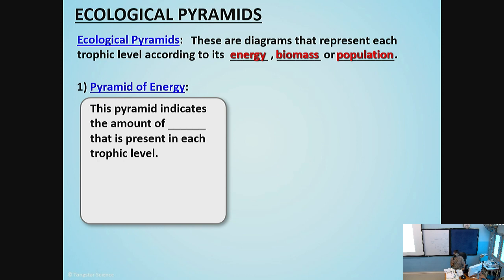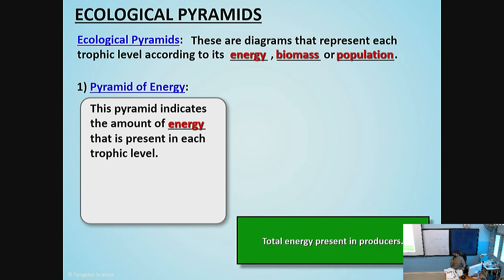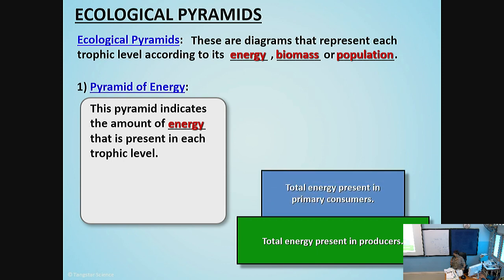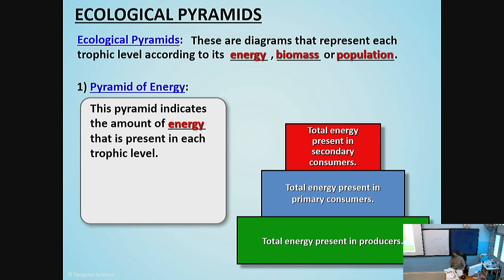Okay, pyramid of energy. What's the answer in the blank? That is energy. So the total energy present in producers, in primary consumer, secondary consumer, and tertiary consumer. You look at the pyramid from the bottom to top.